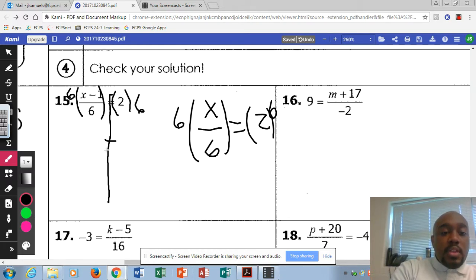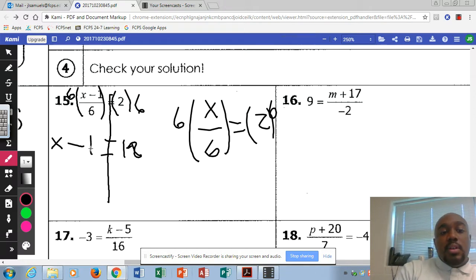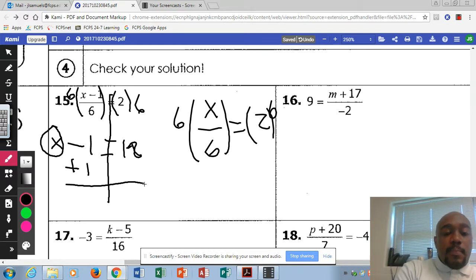And when we multiply both sides by 6, we get 2 times 6 is 12. And we have left over x minus 1. So now we need to locate our variable right here. And what's being done to the variable? We're subtracting 1 from it. So we need to do the opposite, which is add 1 to get rid of this. Okay? And when we add 1, we end up finding that our final answer is x equals 13.